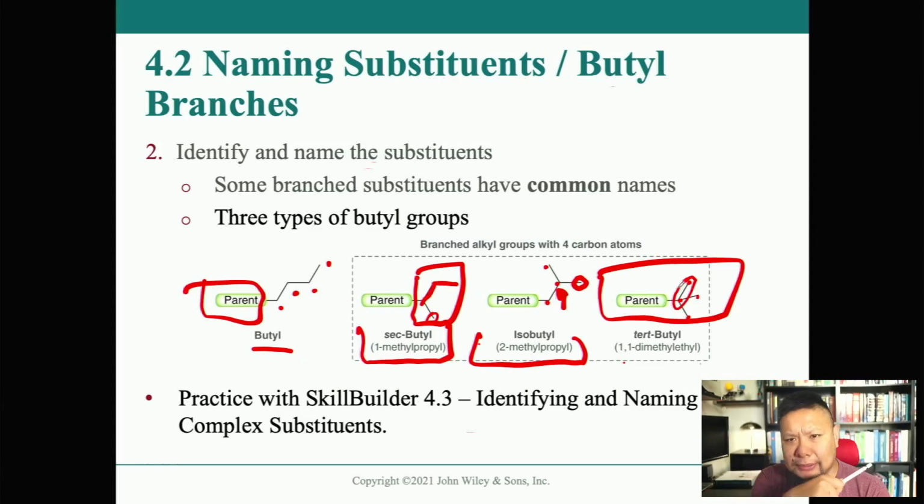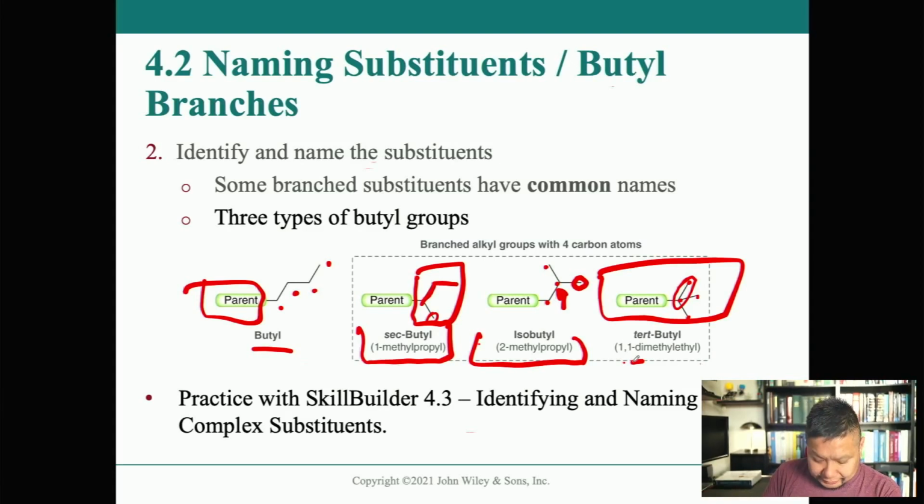Oh, and then I had a slide previously where I said 2,2-methyl heptane. The one with the cycloheptane, the 7 carbons in a ring, and then 2 methyl groups coming off it. I forgot the di part, which is 2,2-dimethylcycloheptane. Okay.